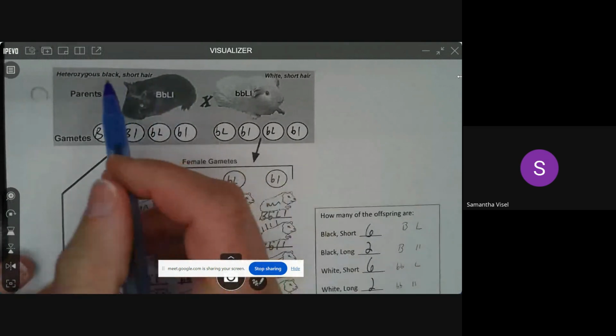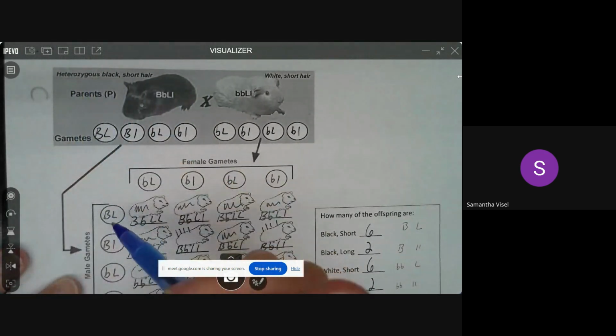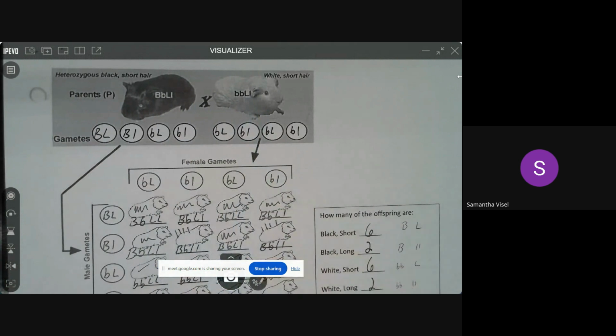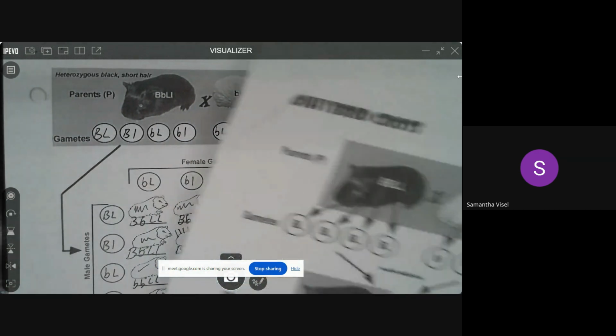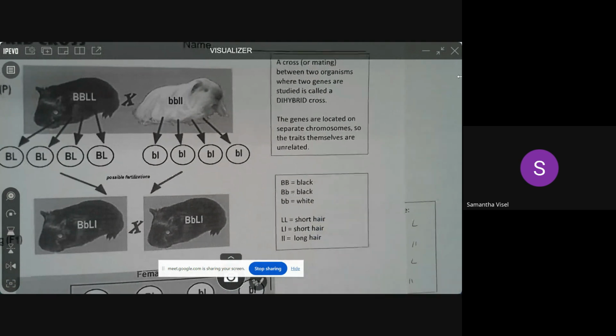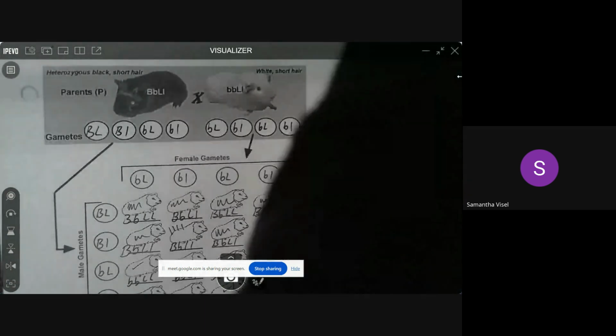So here's our two parents. We have a guinea pig that is heterozygous for black fur, and it also has short hair. And then we have a guinea pig that is white with short hair. And we're told that black is dominant over white and that short hair is dominant over long hair.